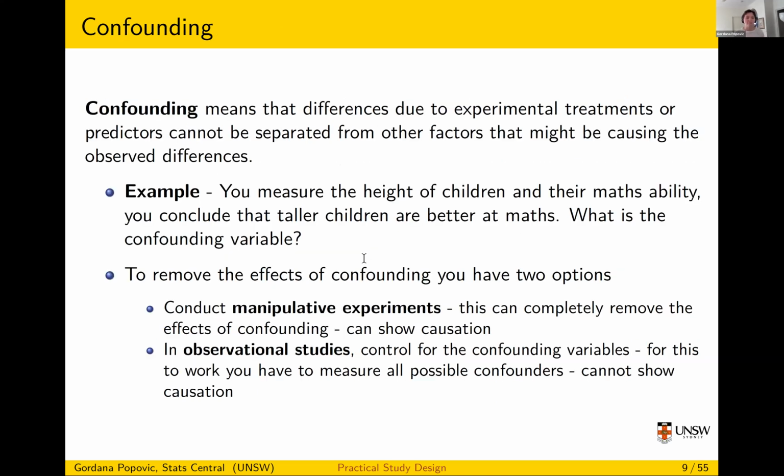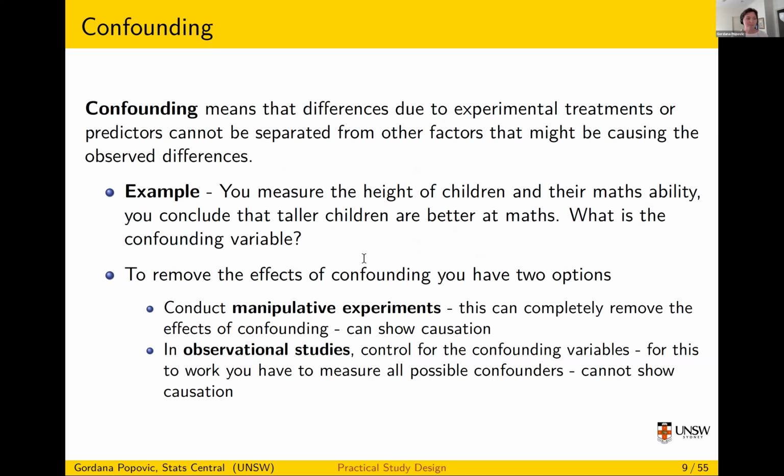Okay, so some things that might cause us problems. One of them is confounding. Confounding means that the differences due to either experimental treatments or predictors cannot be separated from other factors that are causing the observed differences.